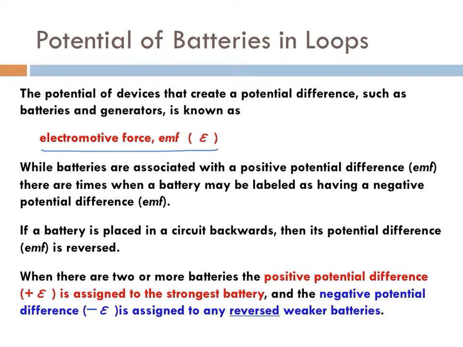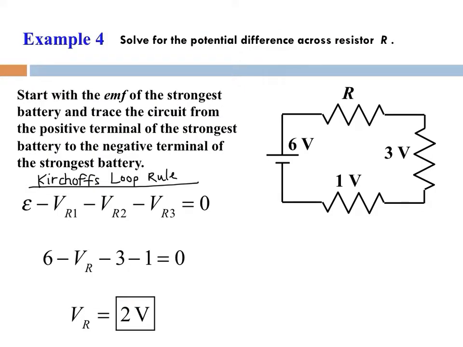So positive potential difference, positive EMF, is assigned to the strongest battery, and negative potential difference is assigned to any reversed or weaker batteries, and we'll show an example of that next. Again, Kirchhoff's loop rule says that all of our potentials in a circuit have to add up to 0.